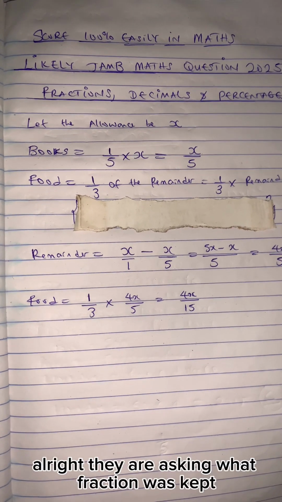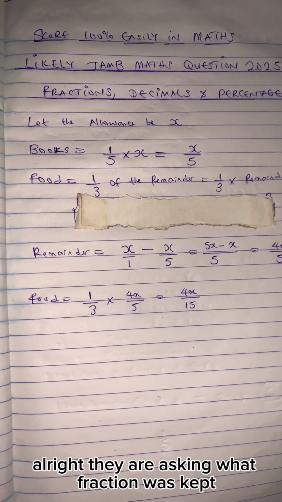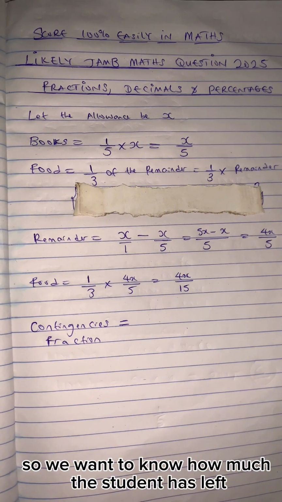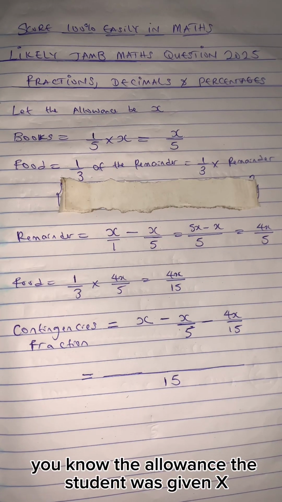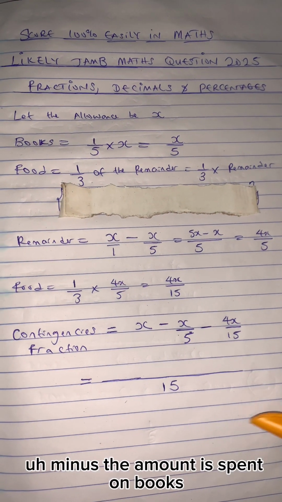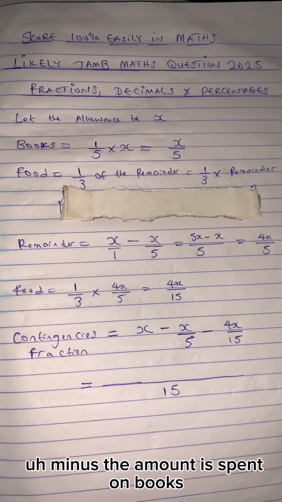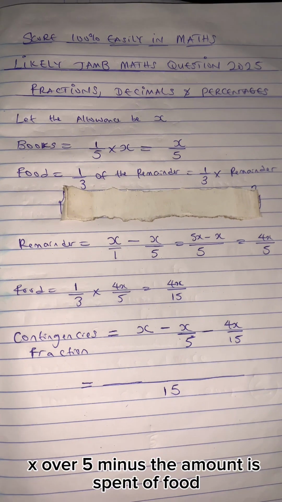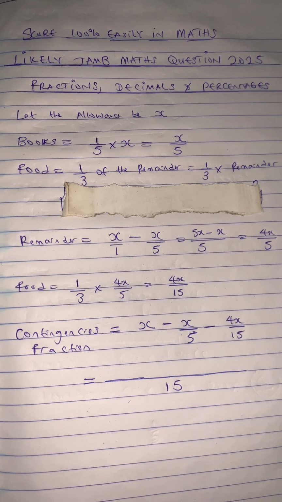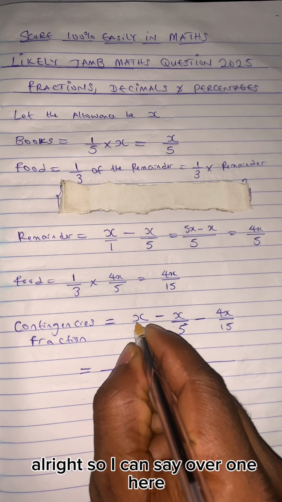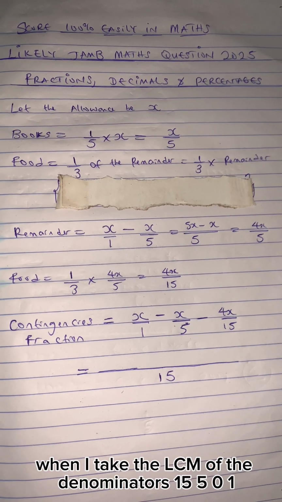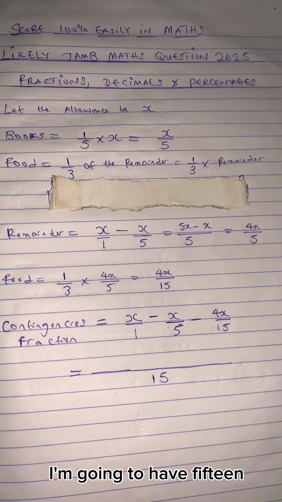All right, they are asking what fraction was kept. So we want to know how much the student has left. The allowance the student was given, x, minus the amount he spent on books, x over 5, minus the amount he spent on food, 4x over 15. All right, so I can say over 1 here. When I take the LCM of the denominators, 15, 5, and 1, I'm going to have 15.